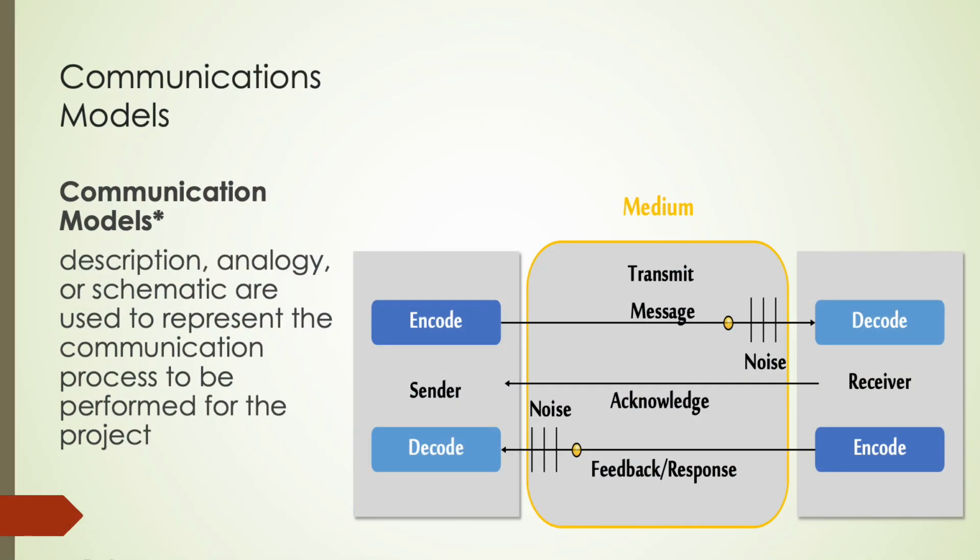Communication models illustrate how information flows between a sender and a receiver. The process begins when the sender encodes a message and transmits it through a medium. As the message travels, it may encounter noise, any interference that can distort or disrupt the communication. Once the message reaches the receiver, it is decoded to extract the intended meaning. Effective communication requires careful encoding and decoding to minimize misunderstandings.